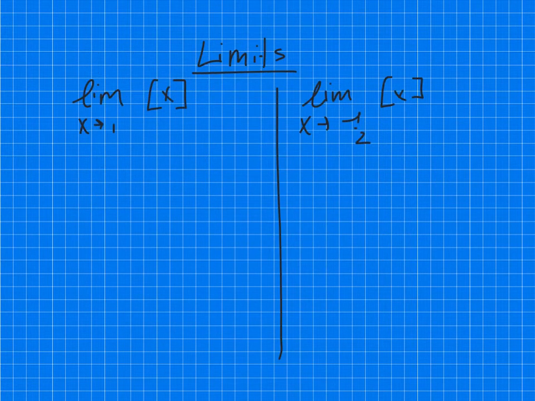Okay, so let's look at some complicated ones. So we start off with the limit of the greatest integer function of x as x approaches 1. So first, let's graph this. So we have our little graph here. And we know that there is a closed circle at 0, 0, open circle at 1, 0, and then closed circle at 1, 1, open circle here. So let's label these points.